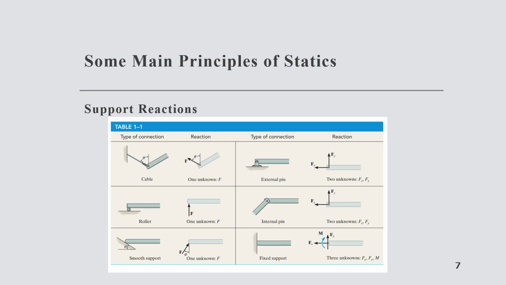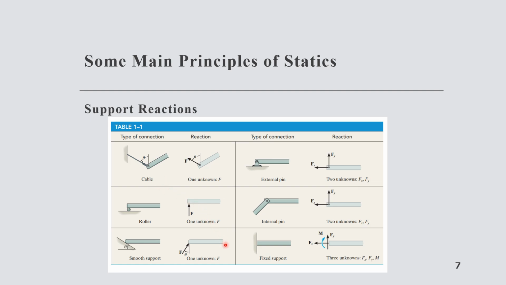The next thing we need to understand is support reactions. The surface forces that develop at the supports or points of contact between two bodies are called reactions. It is necessary to understand that if the support prevents translation in a given direction, then a force must be developed on the member in that direction. Likewise, if rotation is prevented, a couple moment must be exerted on the member.